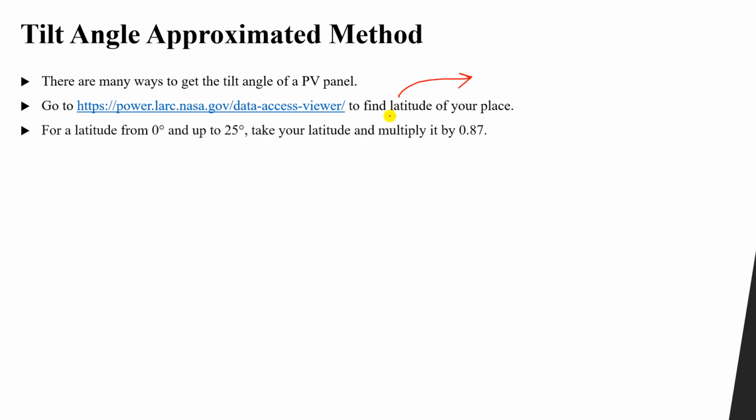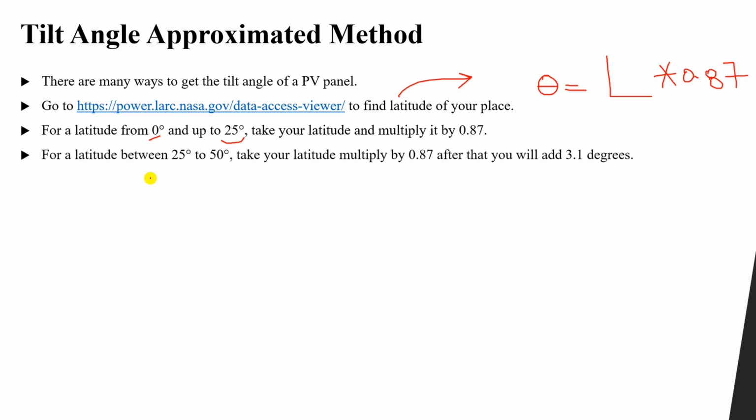If the latitude of your location is between 0 and 25 degrees, then the tilt angle, theta or beta, will be equal to the latitude L multiplied by 0.87. Very simple. Just take the latitude and multiply it by 0.87.